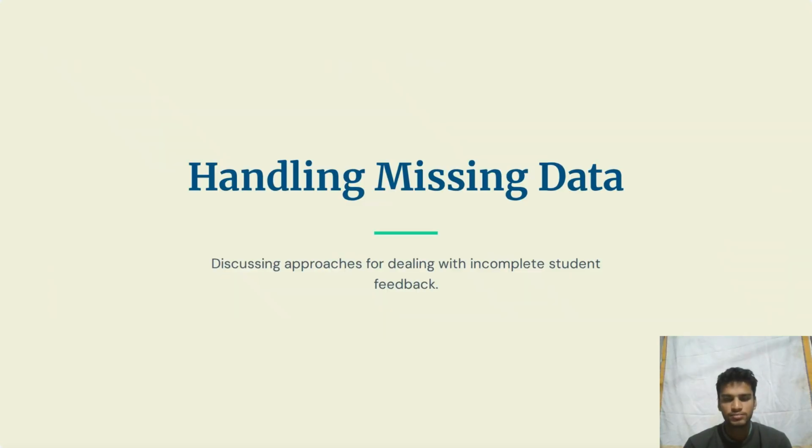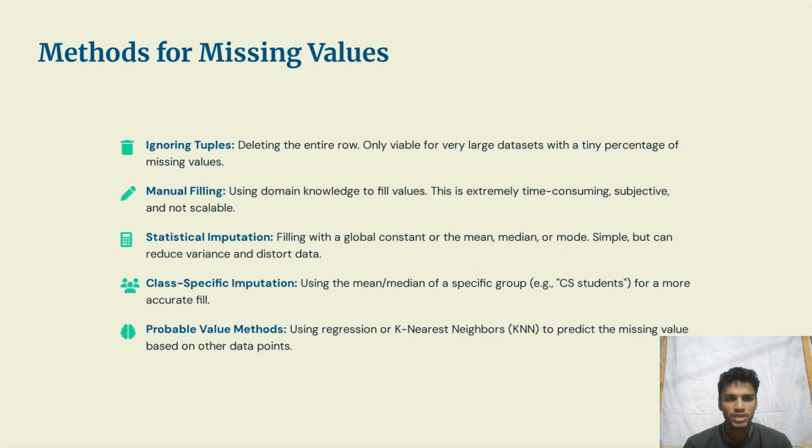Handling missing data: discussing approaches for dealing with incomplete student feedback. Methods for missing values. Ignoring tuples: deleting the entire row, only viable for very large datasets with a tiny percentage of missing values. Manual filling: using domain knowledge to fill values. This is extremely time consuming, subjective and not scalable.